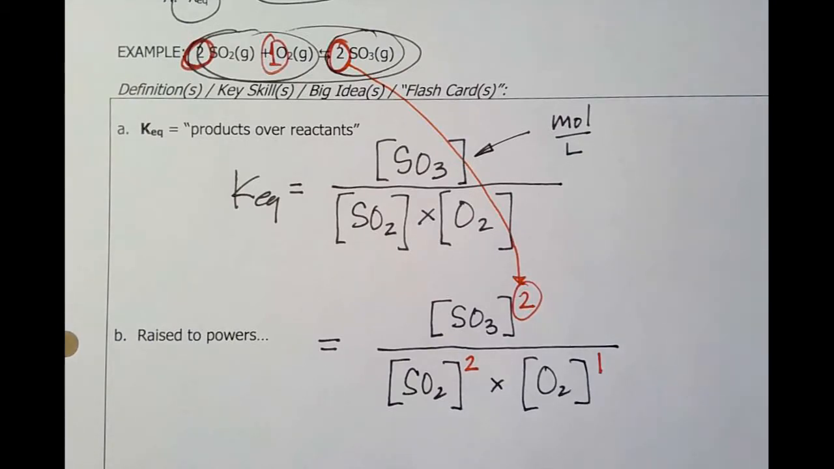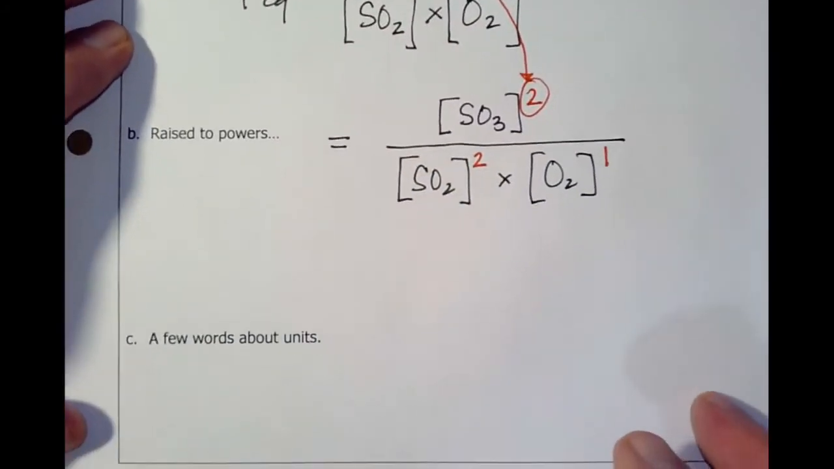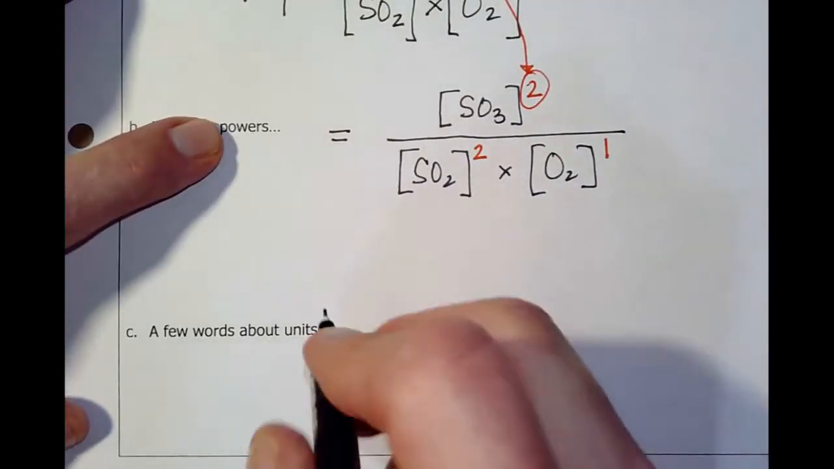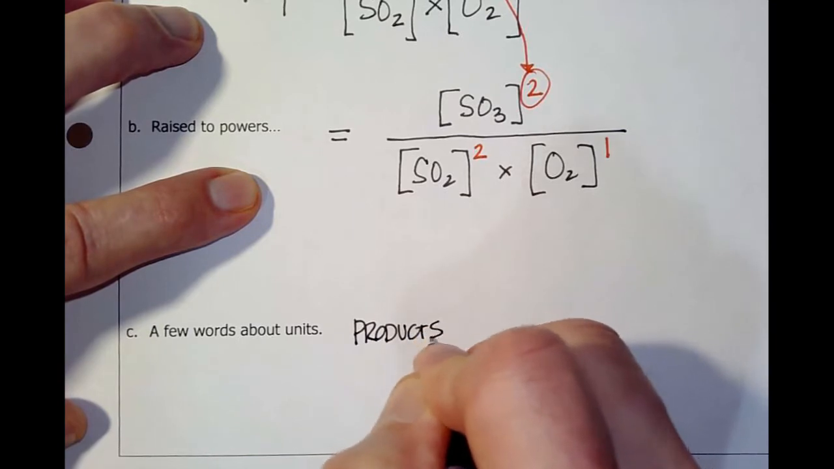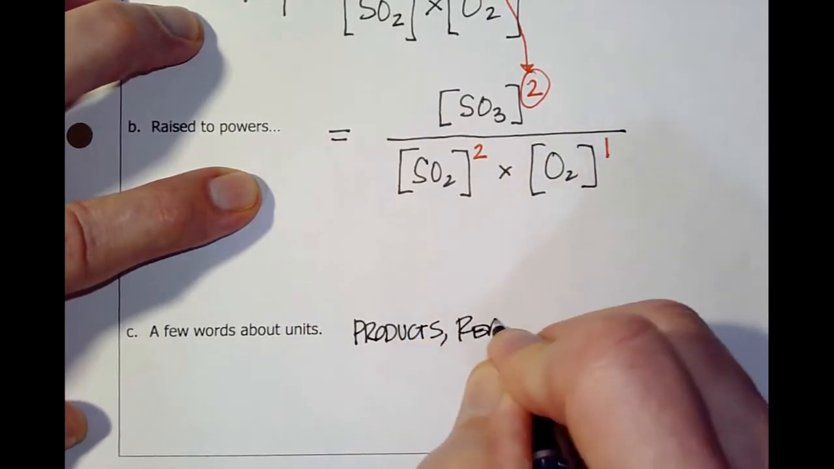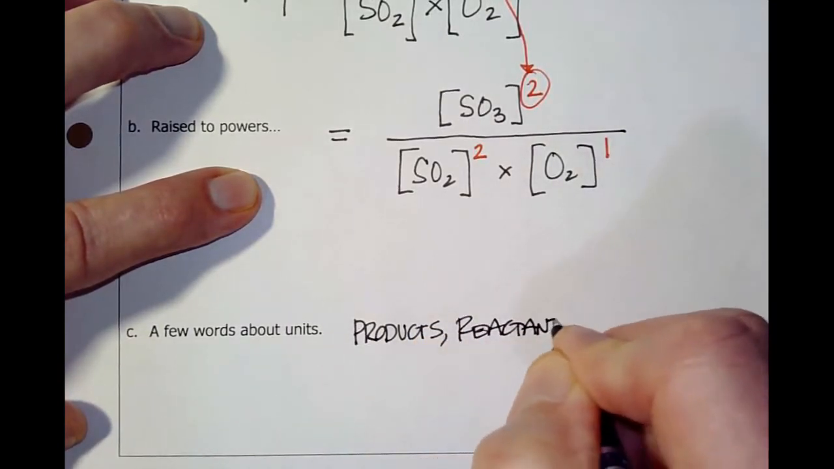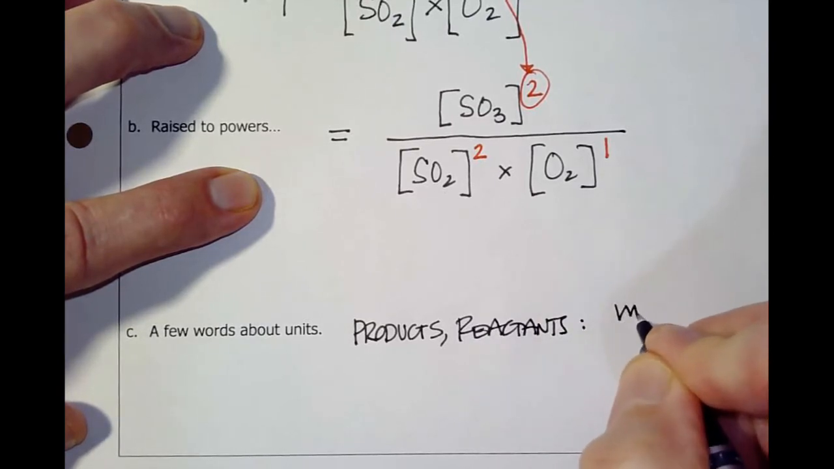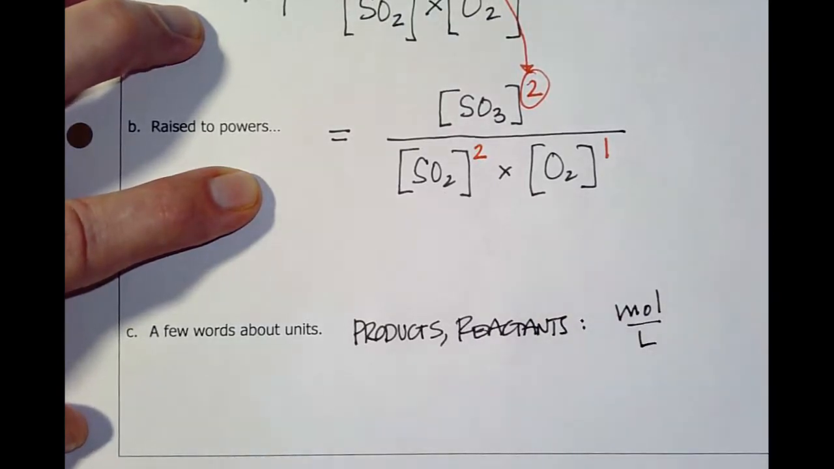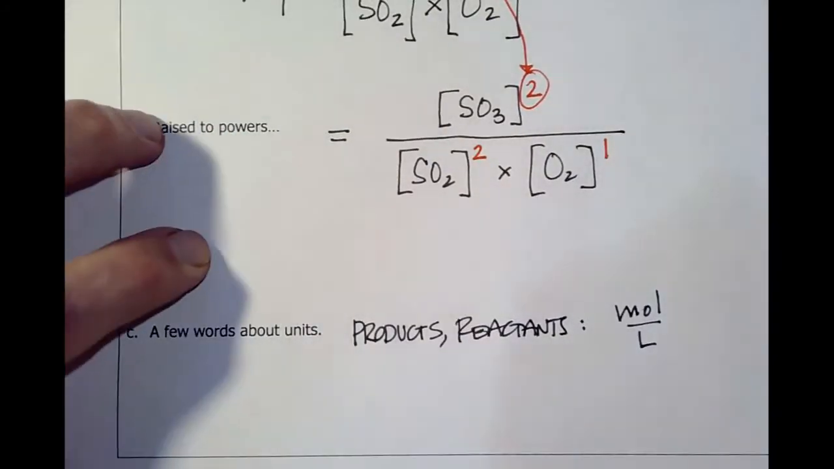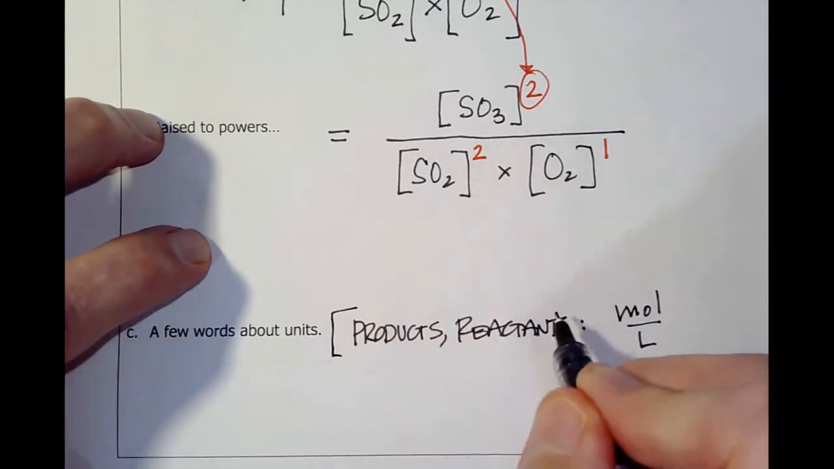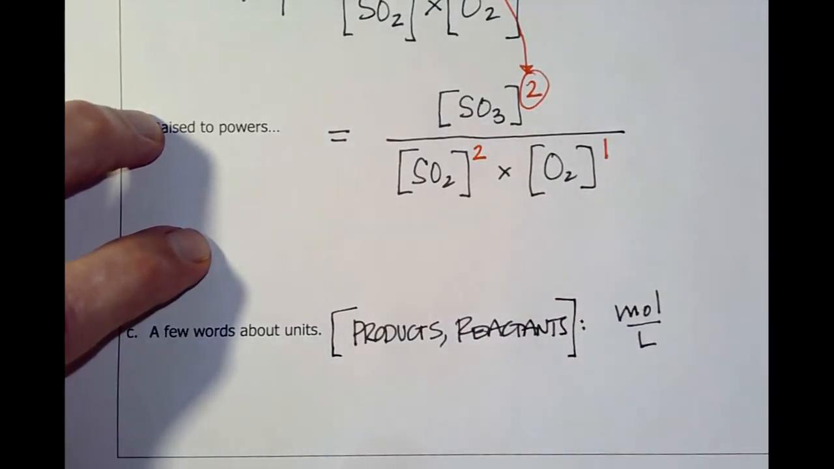Now, a few words about the units. Mostly good news, I think. Products and reactants are always going to be moles per liter. There are other ways to do this, but for Chem 51, that's it. They're always going to be moles per liter. And the symbol for that is these square brackets.